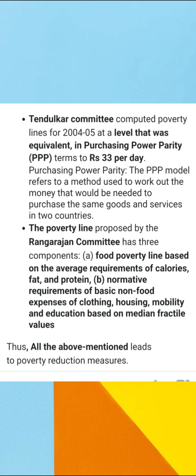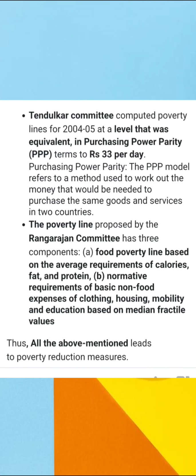Thus, all the above mentioned leads to poverty reduction measures.